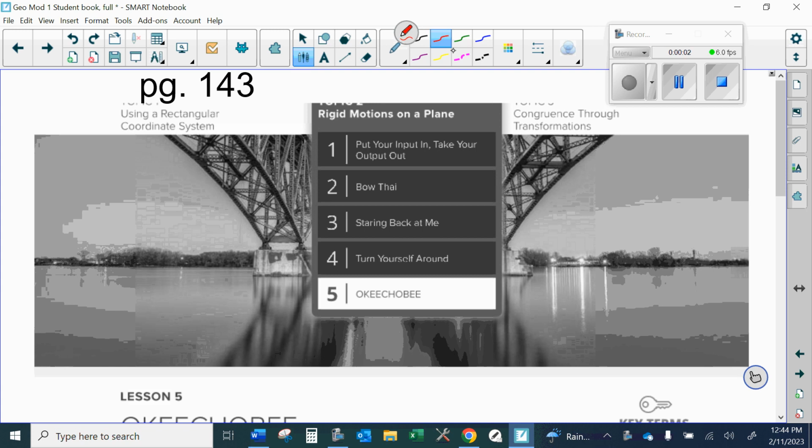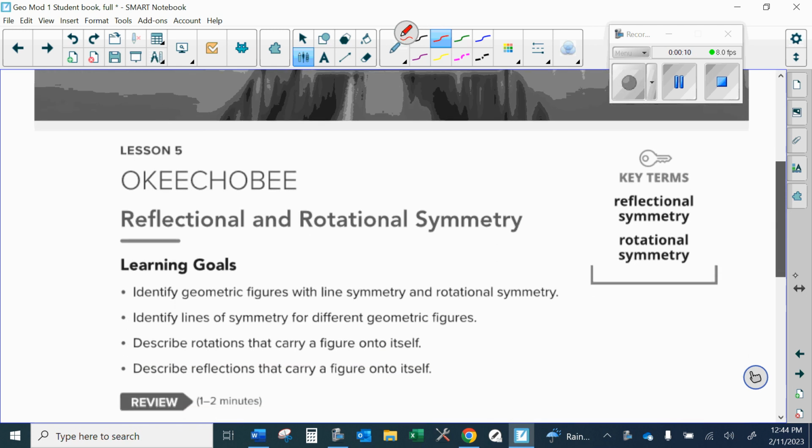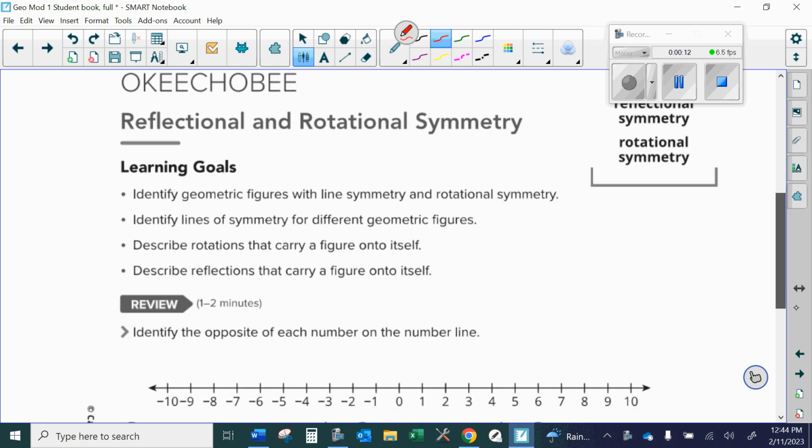Okay, students, we are on the last lesson of Mod 1, Topic 2, lesson number 5, page 143, if you're not already there. We're talking about reflectional symmetry and rotational symmetry.